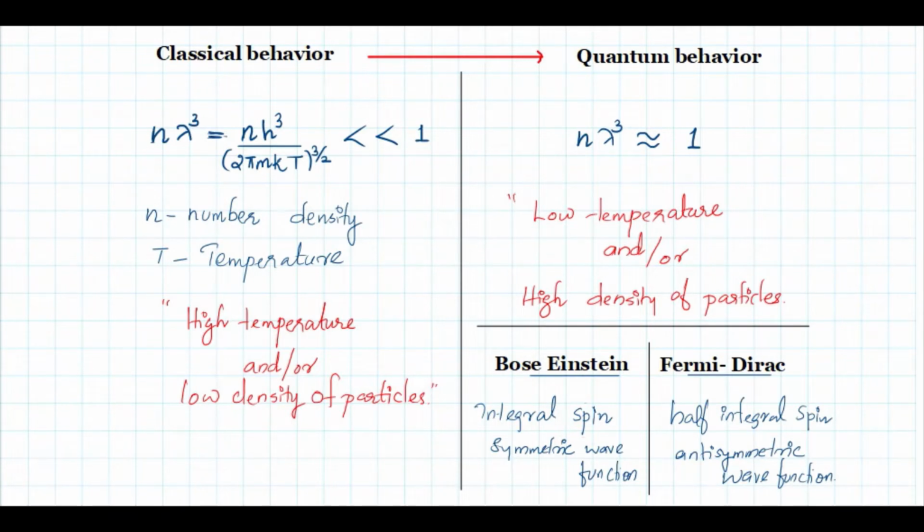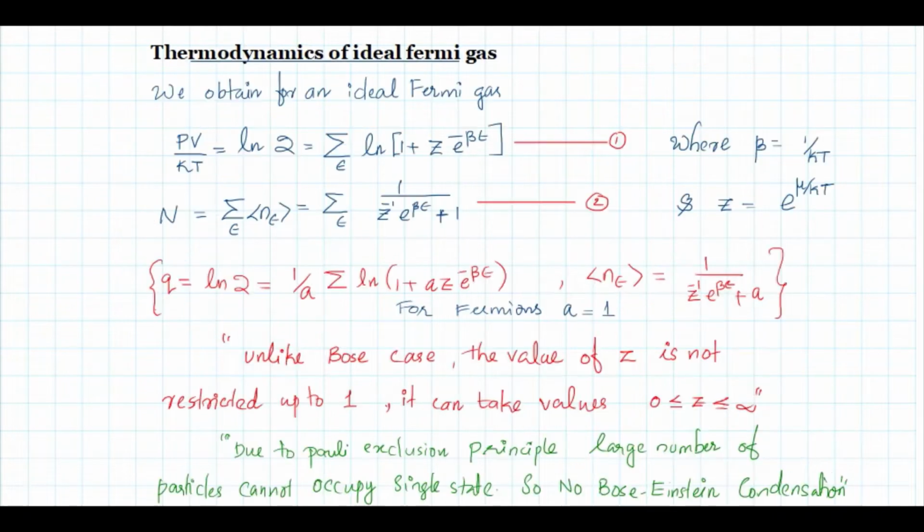Here we will not have properties like Bose-Einstein condensation, but we will have more interesting properties which are characteristic of fermions. So in the coming 4 lectures, we will discuss the properties of systems which consist of particles obeying Fermi-Dirac statistics.